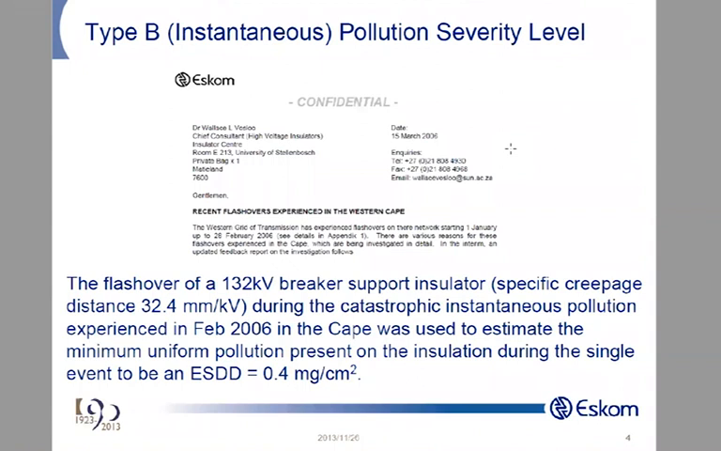So what we did is that we went and we took the results from a 132 kV breaker. We got the creepage of nearly 33, so 32.4 millimeters per kV. And we know that it flashed over during our events. So we could re-engineer backwards, making use of Ohm's law and some other little formulas. And we could calculate that it should have had 0.4 milligrams per centimeter squared. That's very high. So now we got an idea of what happens during such an event.